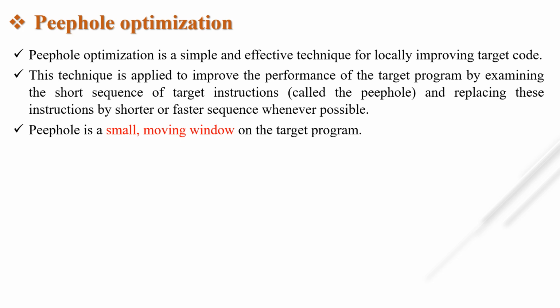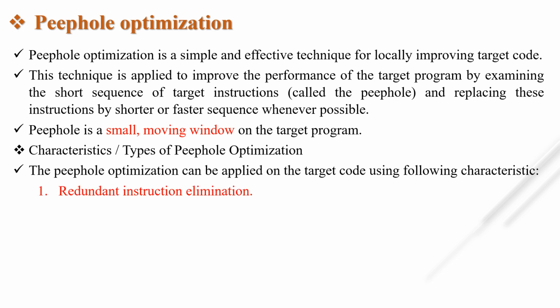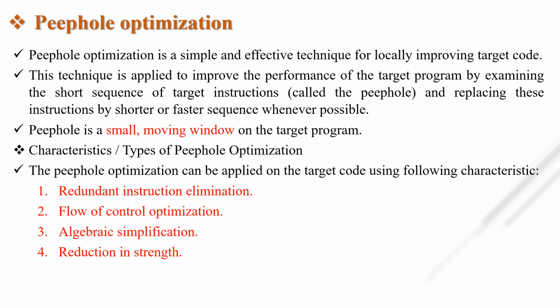So in code optimization technique, we are applying that optimization technique at the source program. But these Peephole optimization techniques are applied at the target program. So there are several characteristics that can be applied to improving the target code. That are, first one is redundant instruction elimination, second one is flow of control optimization, third one is algebraic simplification, fourth one is reduction in strength, and fifth one is machine idioms. So let's see one by one.